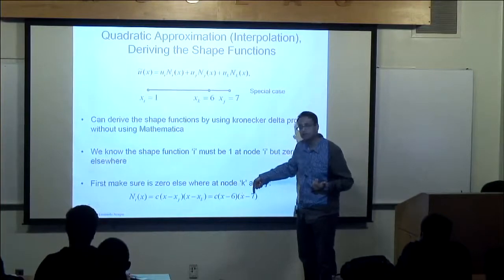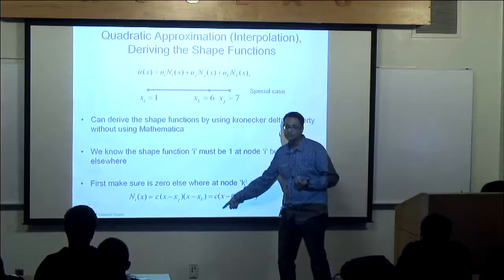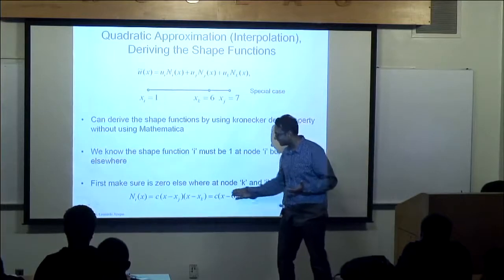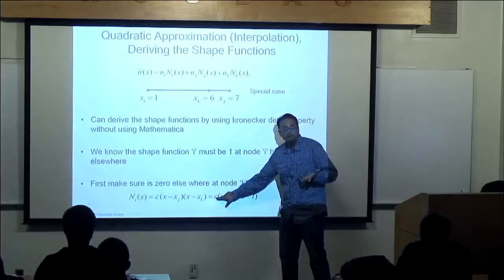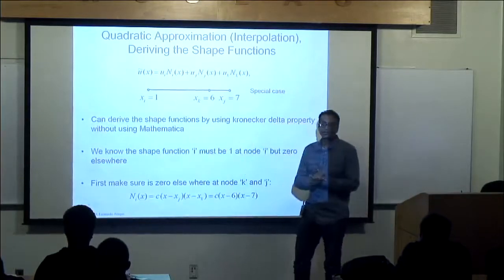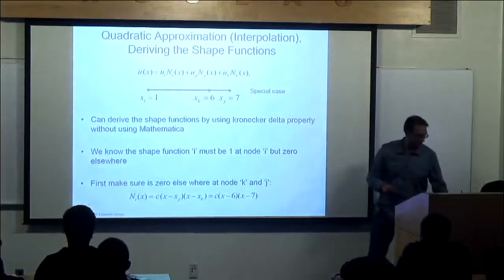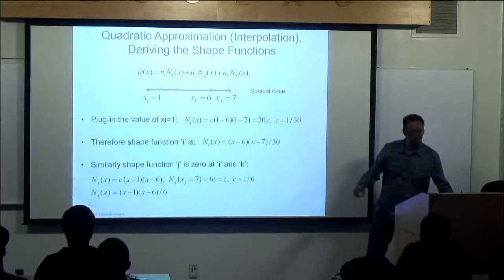1 minus 7? Minus 6? What is the multiplication? 30. That's not giving me 1. So what coefficient do I need to make it so I get 1? 1 over 30. I just derived the shape function without doing all those steps that I did earlier. In fact, I have it right here.